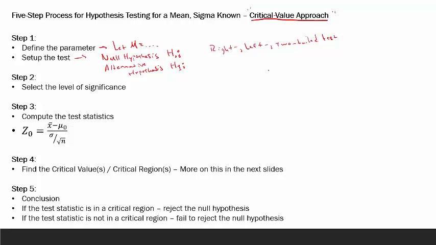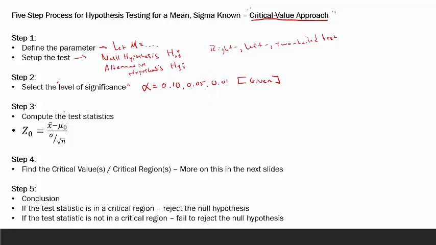Honestly, a lot of times when students do hypothesis testing, if you can just set up the null and alternative hypothesis correctly, the rest of it kind of just falls into place. Step two is you're going to select your level of significance. The level of significance is alpha, and there are three general ones: 10%, 5%, or 1%. In this step, this will be given to you. You're going to be given the level of significance.